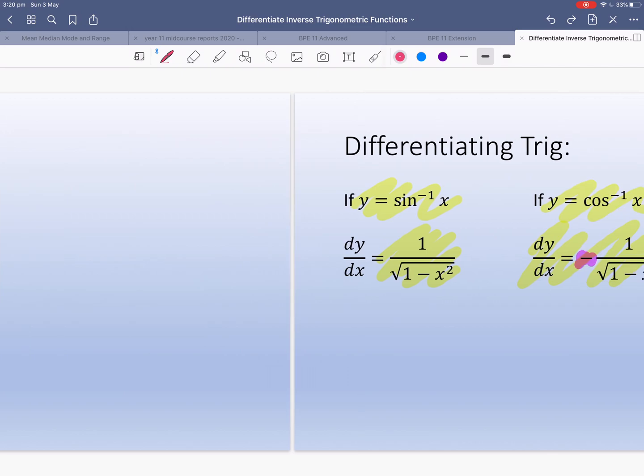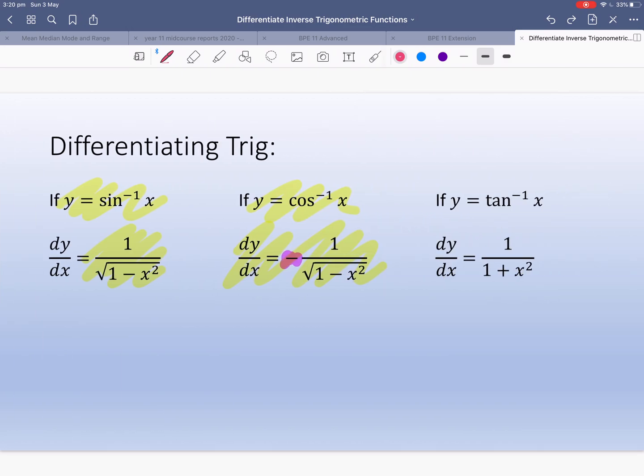So that takes a few practice. And then tan, slightly different. The derivative of tan inverse is just this thing here. So these are the three basic inverse trig functions and their derivatives. So please write these down.